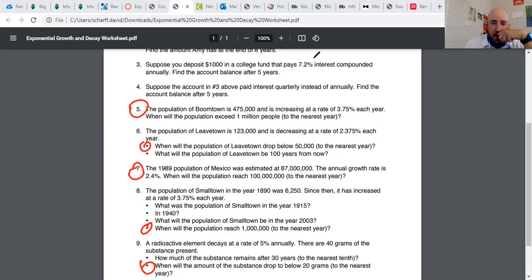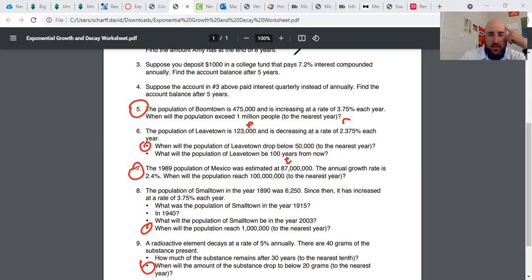Okay. Again, 1, 2, 3 are just regular growth and decay. 4 would be compound interest. And then second part of 6, you know, here, there's P, there's your R, there's your T is 100. So you just calculate and put it in. I'll tell you what, let's show that one too. So y'all could just see a regular one where you already have P, R, and T. Okay. So population of Leavetown is 123, decreasing to 2.375% each year. What would the population be 100 years from now?